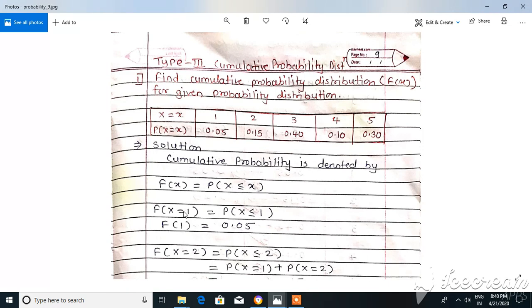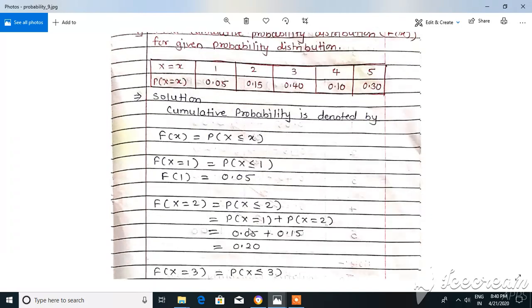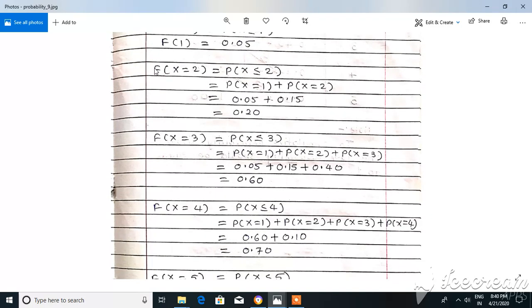So first is probability of X less than or equal to 1. So here it is 1. So what we have here, probability of X less than or equal to 1, only the probability corresponding to this 1. So we wrote here F of 1 equal to 0.05. When I am considering capital F of x equals 2, its meaning is probability of capital X less than or equal to 2.